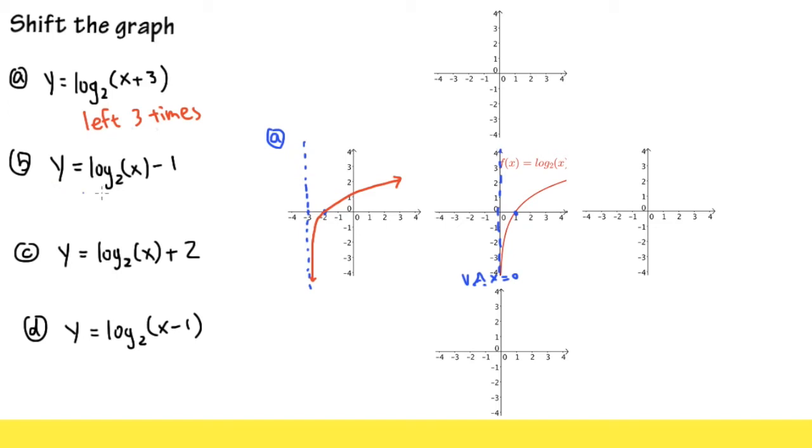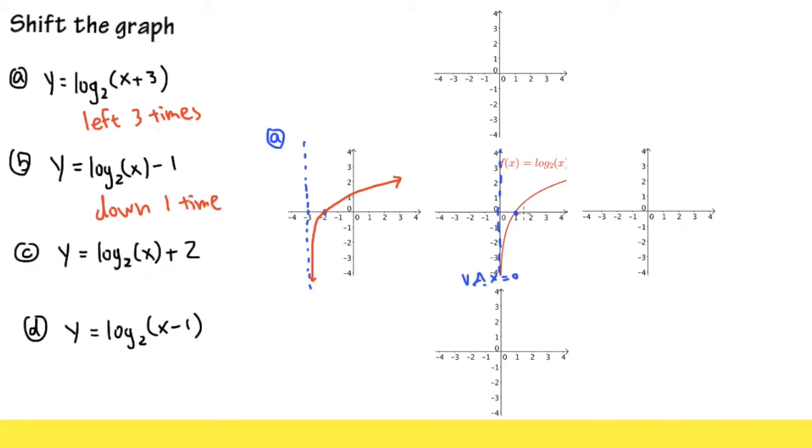Anyways, let's look at the next one. We have log base 2 of x minus 1. This minus 1 is after the log function, right? It's after the parentheses. So what does this do? Well, we have to take the original graph and then bring it down 1 time. So this is down 1 time.